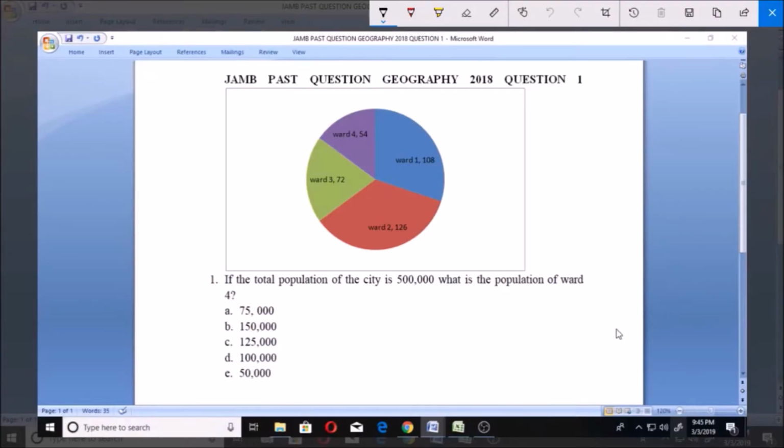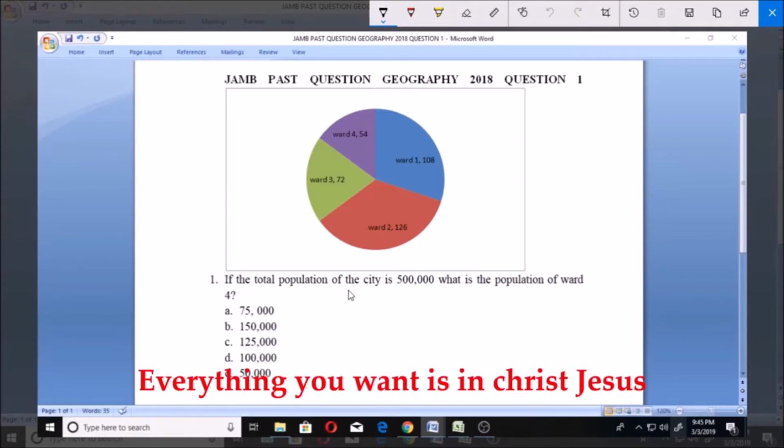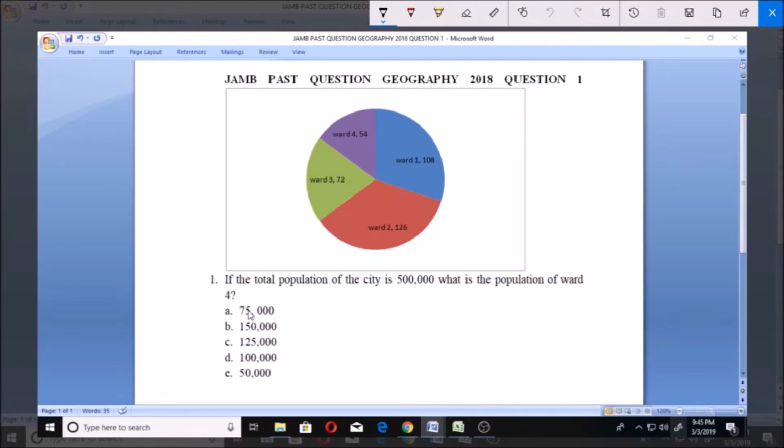Yes, welcome. Let's look at this JAMB past question for Geography 2018. Question number 1. We're going to use this sketch to solve questions 1 and 2. For number 1, if the total population of the city is 500,000, what is the population of Ward 4?